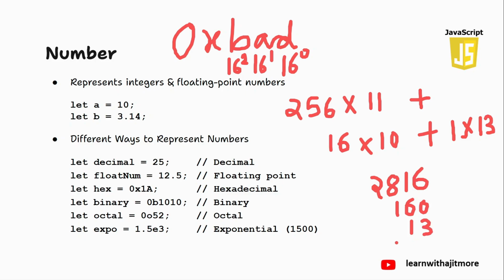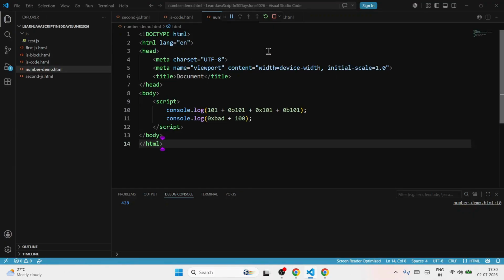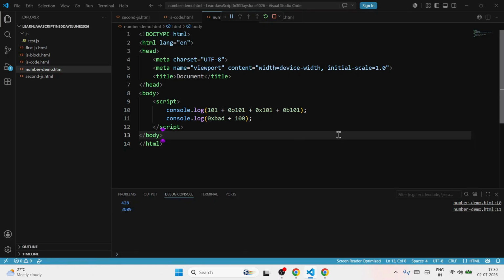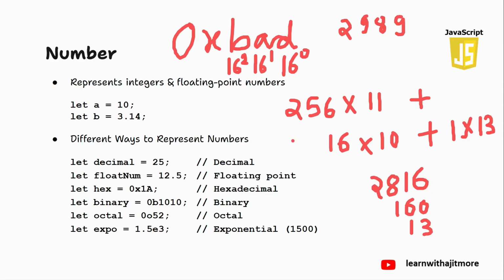You can check. Is it 2989? 2989. And in that you add 100. So when you add 100 in it, is it going to become 3089? Check. You can rerun. See. Is it 3089? Okay. Anyways, so you got it.